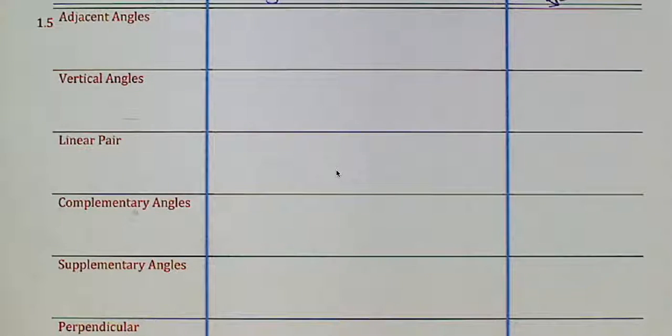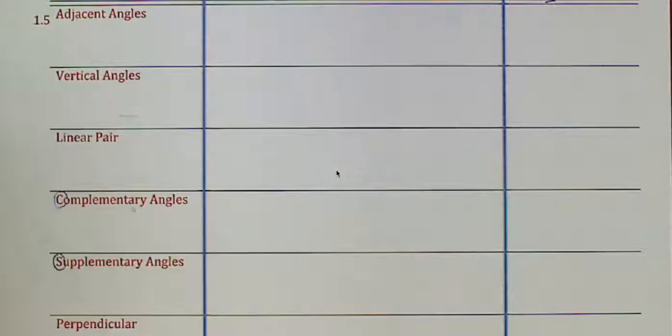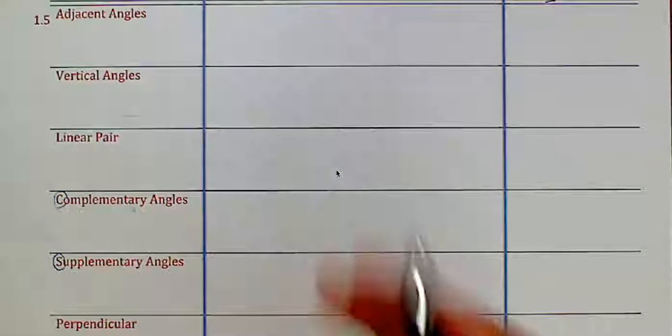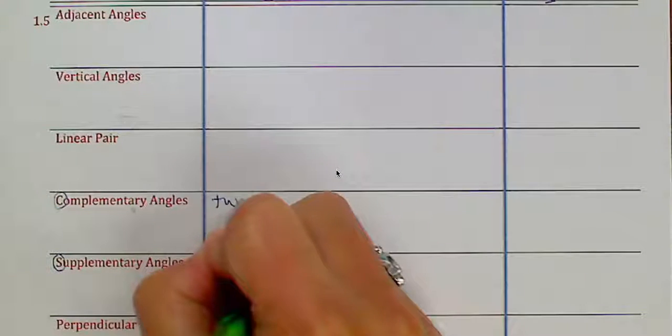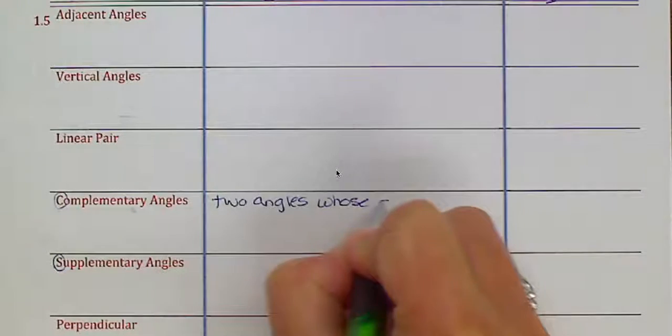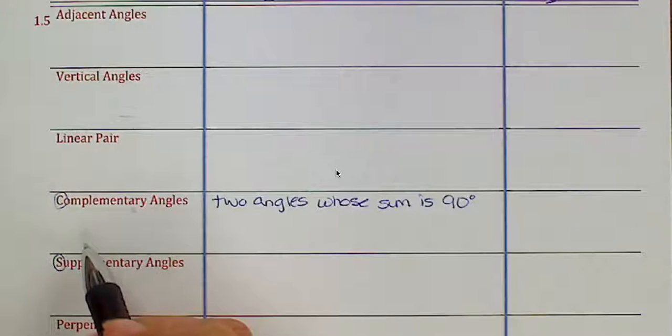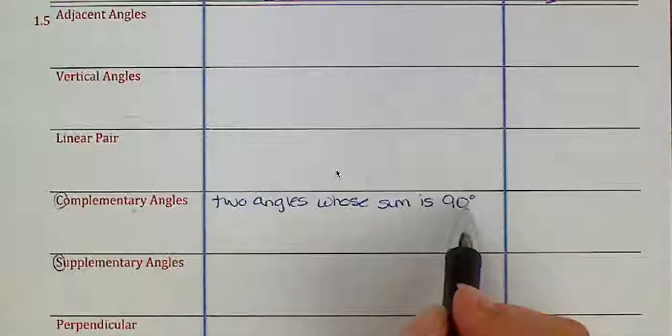So by now, you should already know what complementary angles are and supplementary angles are. And so if you can't quite remember the difference between them, they go in alphabetical order from smallest to largest. So complementary angles are going to add up to 90 degrees. Two angles whose sum is 90 degrees. Smaller or earlier in the alphabet, smaller number.